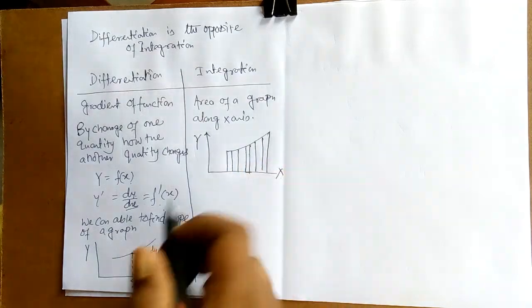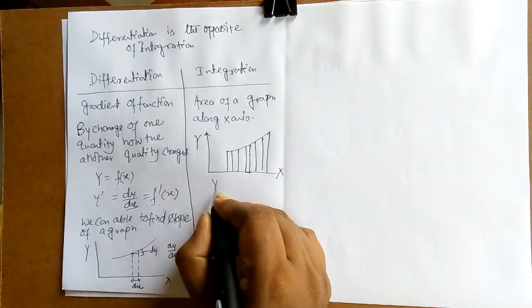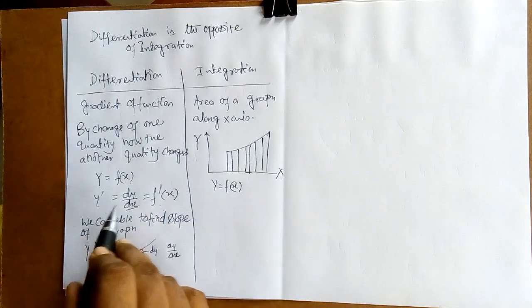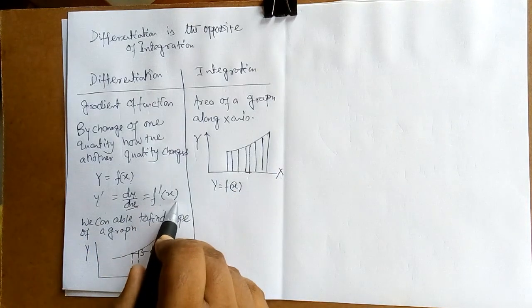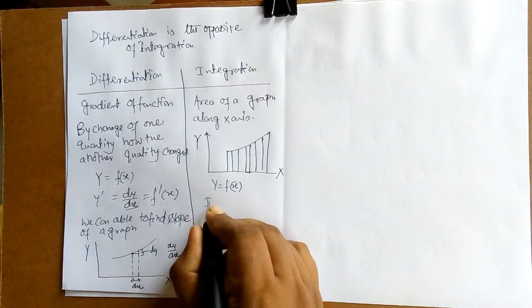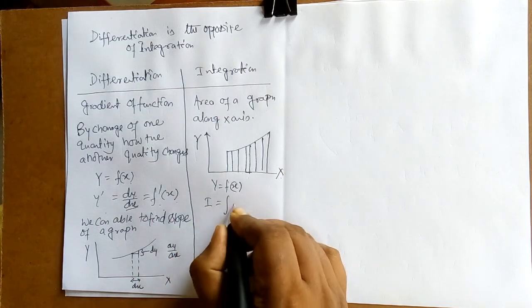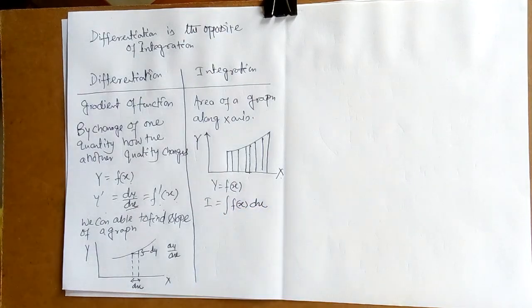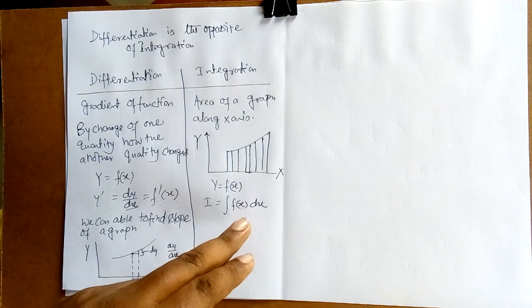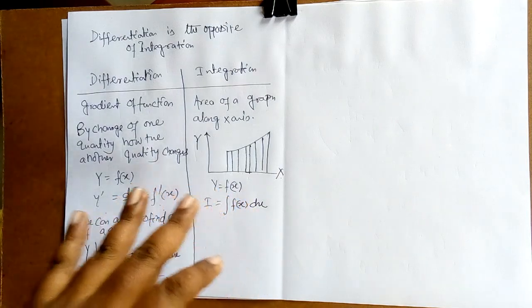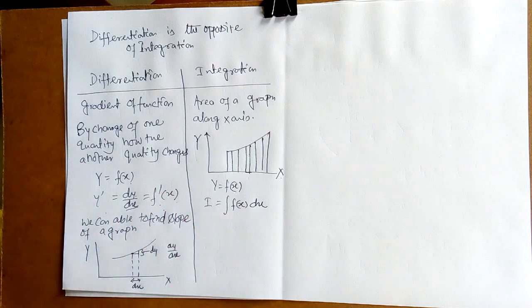How? If y equals a function of x and its differentiation gives us f dash x, as we have seen, here in integration I will give the integration of f of x dx. Now by seeing this idea, you might be thinking that these two things may be different, but I'll make it clear how they are equal.